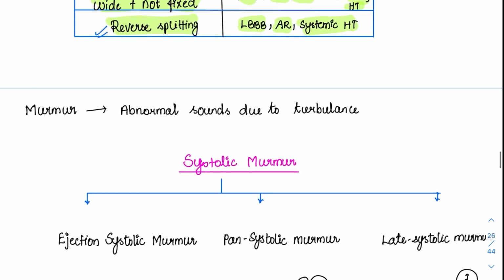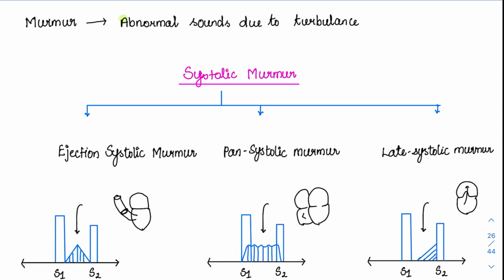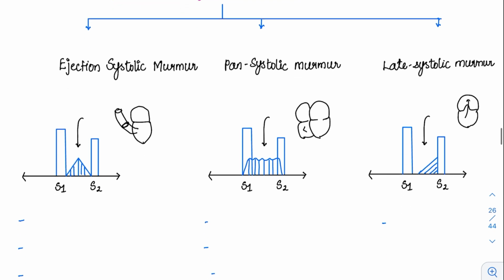So coming to the murmur. What is a murmur? Murmur means abnormal sounds produced due to turbulence. And it could be a systolic murmur or a diastolic murmur. First thing, tell me how will you identify it is a systolic murmur? If the diagram shows it is between S1 and S2, it is a systolic murmur. In all these diagrams you can see S1, S2, S1, S2, S1 and S2, and there is some murmur happening in between them.